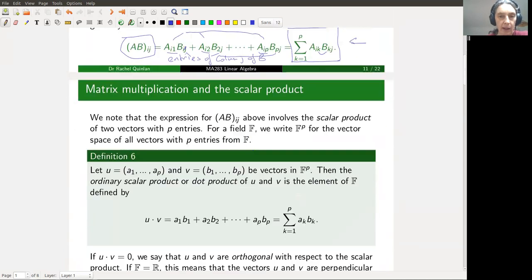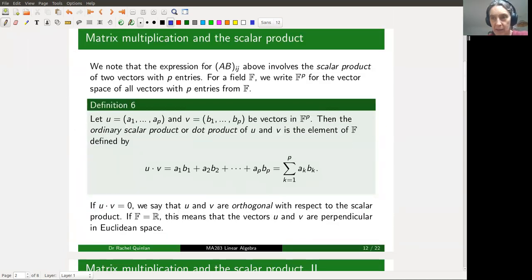Okay, so since we're on the subject, let me say something about matrix multiplication in connection with the scalar product of vectors, which is something that you are familiar with already, at least in Euclidean spaces. So basically, in our previous slide, we had a matrix A whose size was m by p, and a matrix B whose size was p by n, and we were looking at their product, which was an m by n matrix.